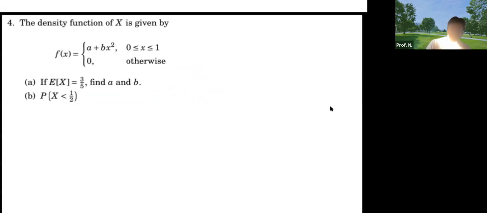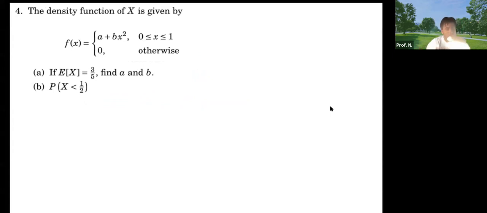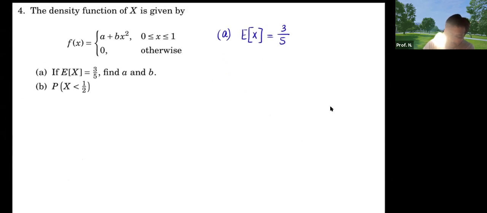This is nice. So here we have the density function of x given by this strange function, the PDF. For part A, they tell us that the expected value is 3/5. Now, this is very interesting. Normally, they ask you to find the expected value, but this time they're telling you. It has the var x as well if we have time. Oh yeah, part C. We'll see if we get to all of that. But what we're trying to look for are the constants A and B.